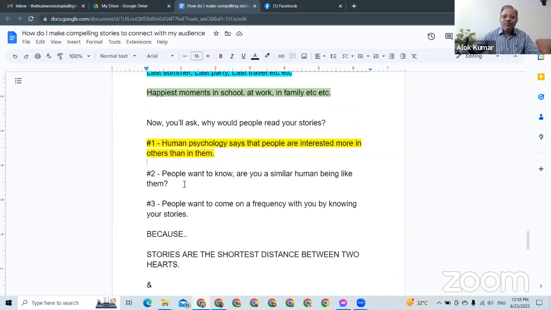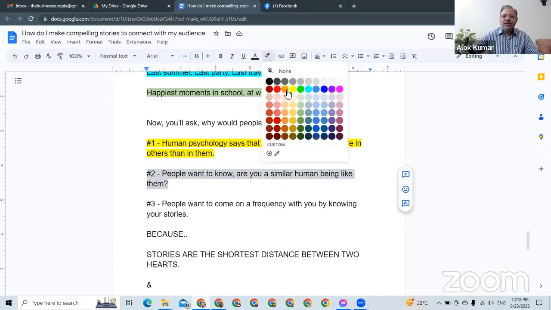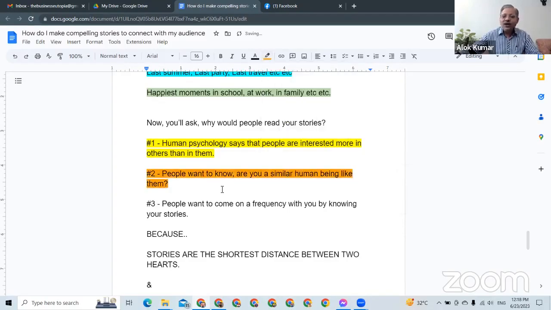So this is human psychology, and around this, everything is happening. Now, the second point is, people want to know, are you a similar human being like them? Right? Let's say if you start impersonating Mukesh Ambani, who is going to trust you? He has a different kind of lifestyle. He has a different business altogether. He has a different way of working. He has a different mindset to grow, right? Don't try to be somebody else, right?